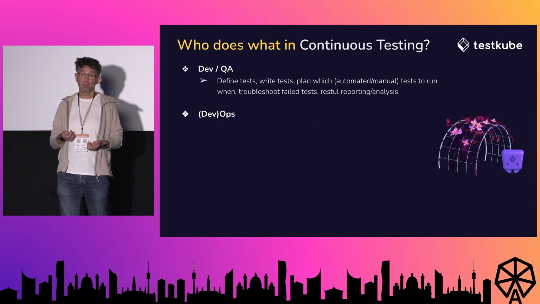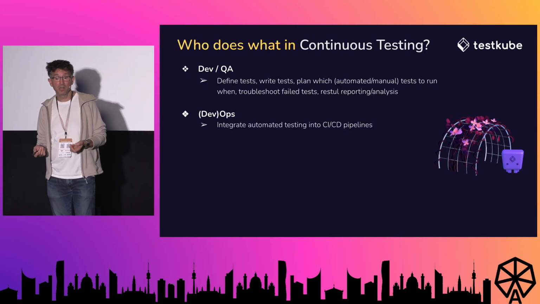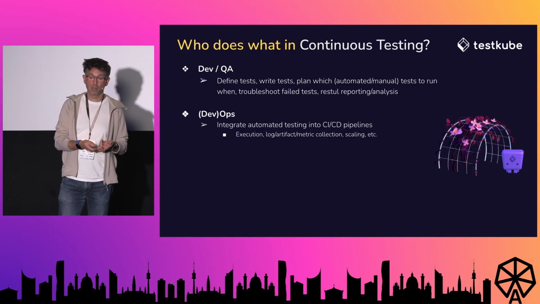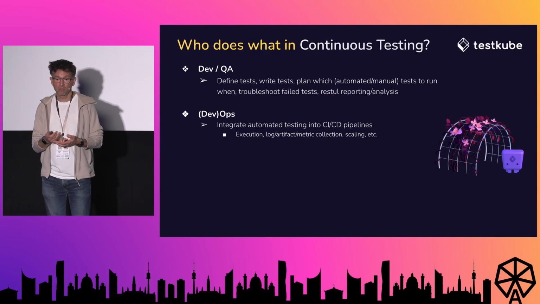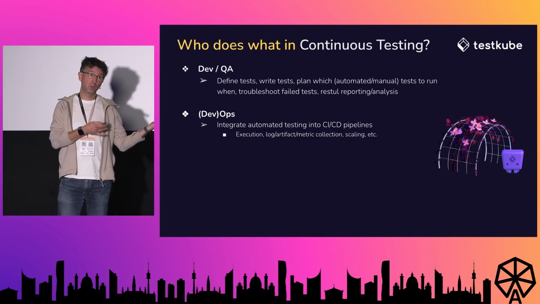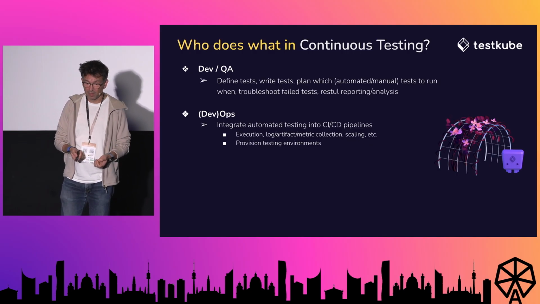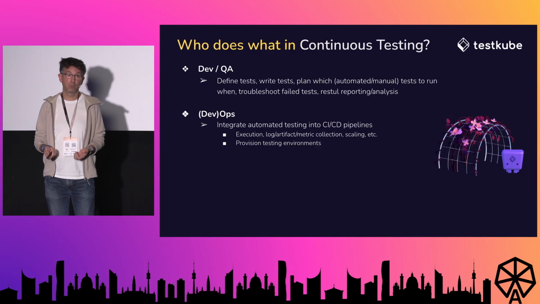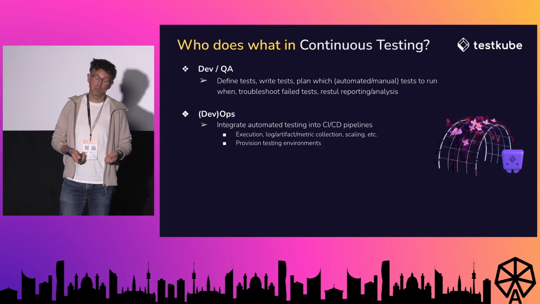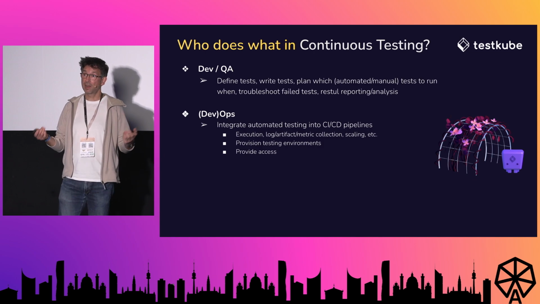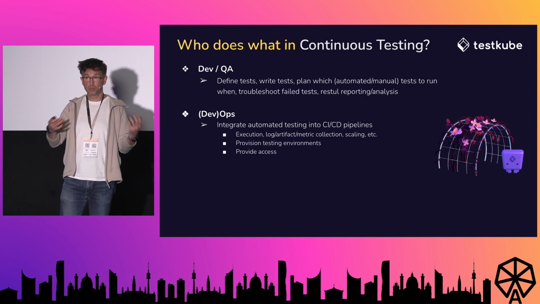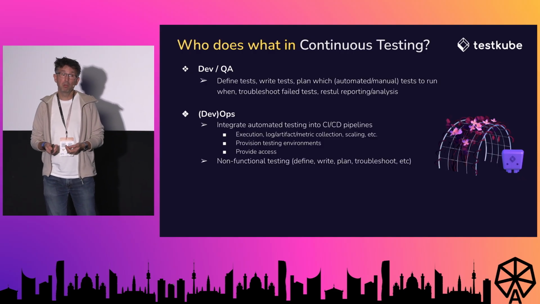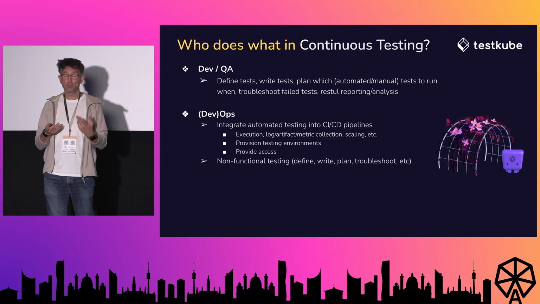But ops and DevOps people also have a lot. They have to integrate the automated tests into their CI/CD pipelines, which means not just executing tests, but also collecting logs and artifacts and metrics that the developers and QA need to troubleshoot their tests. You need to provision testing environments, which you might want to do to be able to do more end-to-end tests as part of your CI/CD delivery. You need to provide access for all those developers and QA people to those tools where you're collecting all these things. Often ops people are responsible for non-functional testing of the requirements.